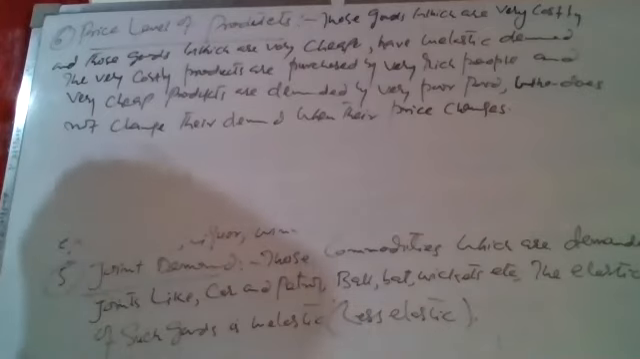Thus, we have discussed all the factors which affect the elasticity of demand of a good. Number first was availability of substitutes. Number second was nature of goods, then proportion of income spent. Number fourth is habits, then joint demand, and price level. So these are the factors which affect the elasticity of demand.